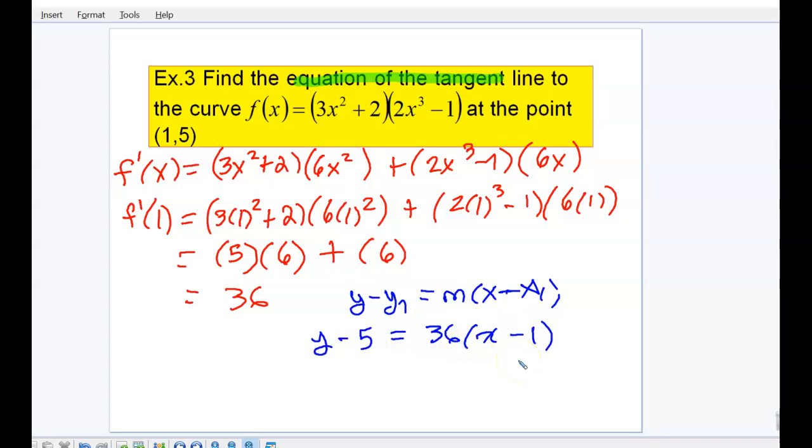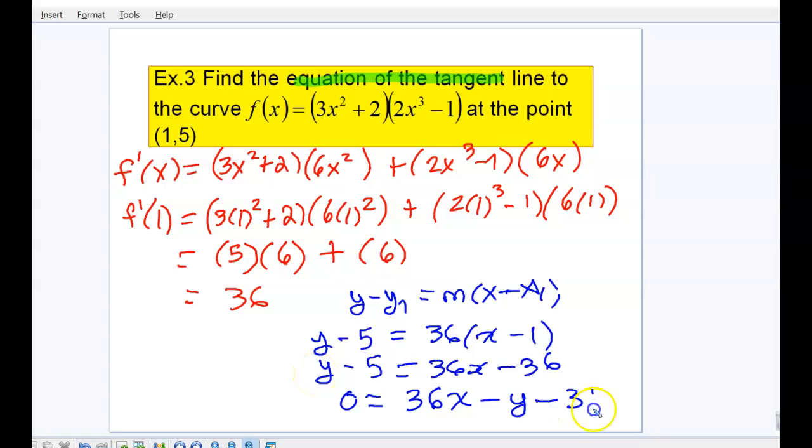Now, depending on the form they want our final answer in, I'll distribute the 36x. And let's put this one in general form. So in general form, remember, all my x's and all my y's and my constants are on one side, and my x term has to be positive. So I'll subtract the 5 over, and I'll add the 5 over, and there would be my final answer. So again, notice when you're trying to find equations of tangent lines, once you take the derivative, which is done right here, you can plug in your point and evaluate the slope right away.